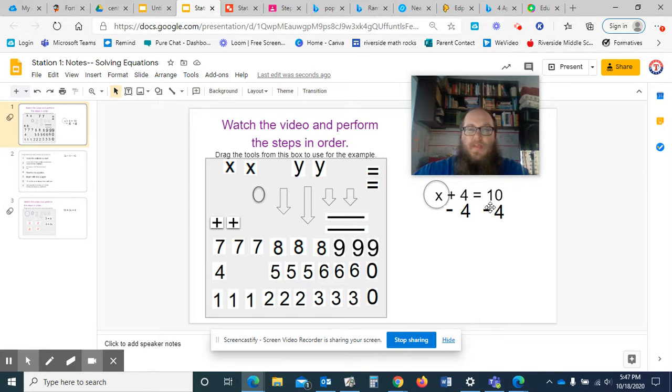Now I just want to do some basic arithmetic. 10 minus 4 gives me 6. So I take my 6 and I put my 6 underneath here. So 10 minus 4 leaves me with 6. I also want to keep my equal sign, so I bring my equal sign straight down right there. Now, again, since I've isolated my letter x, there's nothing else beside it anymore because it's on its own. So I'm going to bring my x down here at the very last and say x equals 6. And this is going to be the solution to our problem. X equals 6.